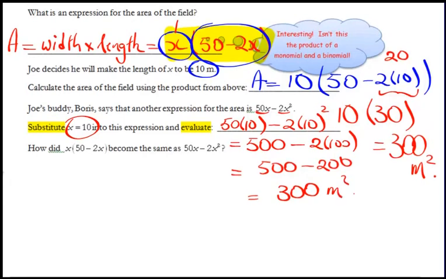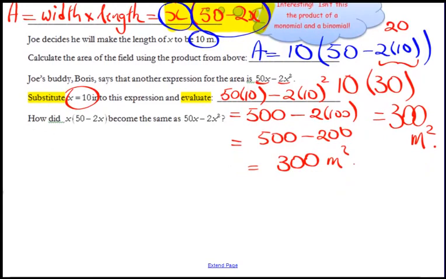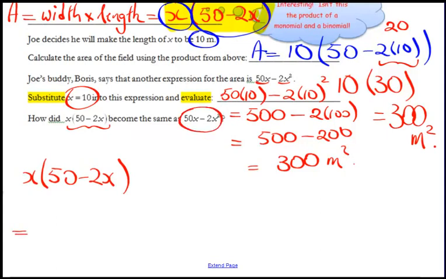Now, the question arises, I wonder how Joe's expression, which is x times 50 minus 2x, became the same as Boris's expression? Now, look at what we're going to do here. Perhaps it works like this. Well, indeed, it actually does.